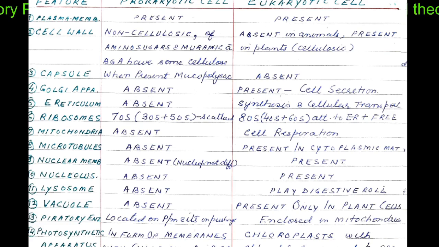Golgi apparatus. I have told you at the beginning of this series of lectures that all the membrane bound organelles are wanting in prokaryotes. So the Golgi apparatus is also absent in prokaryotes, whereas it is present in eukaryotes and is associated with the cell secretion. The endoplasmic reticulum is also absent in prokaryotes. It is present in eukaryotes and is associated with synthesis and cellular transport.